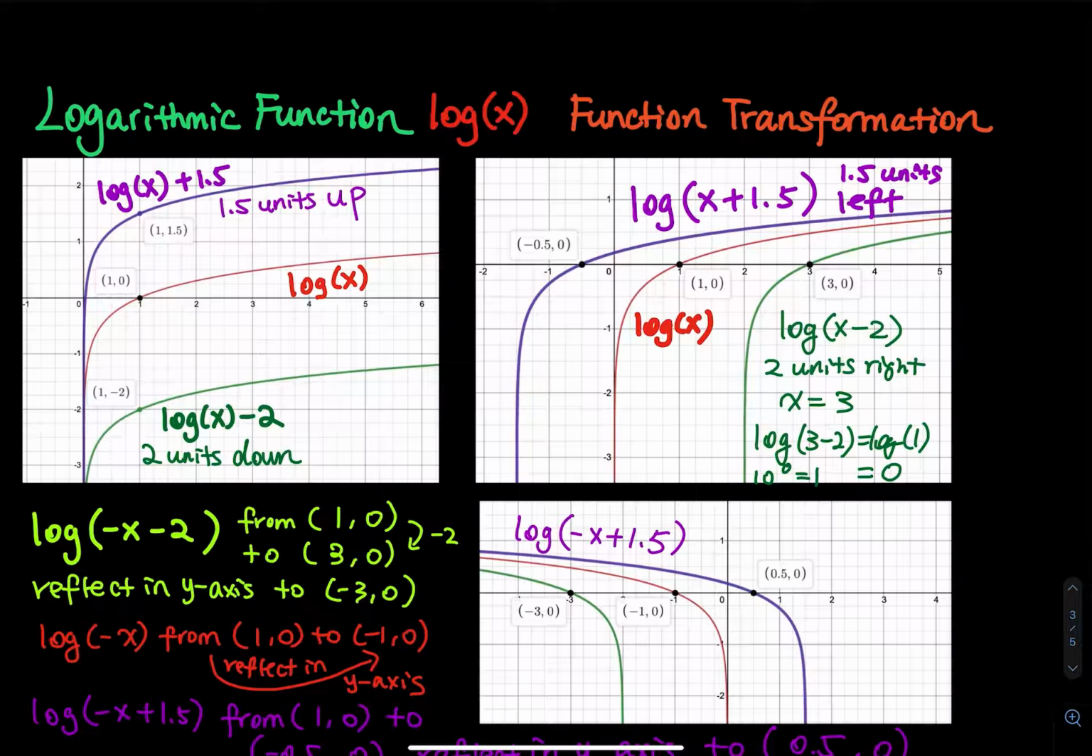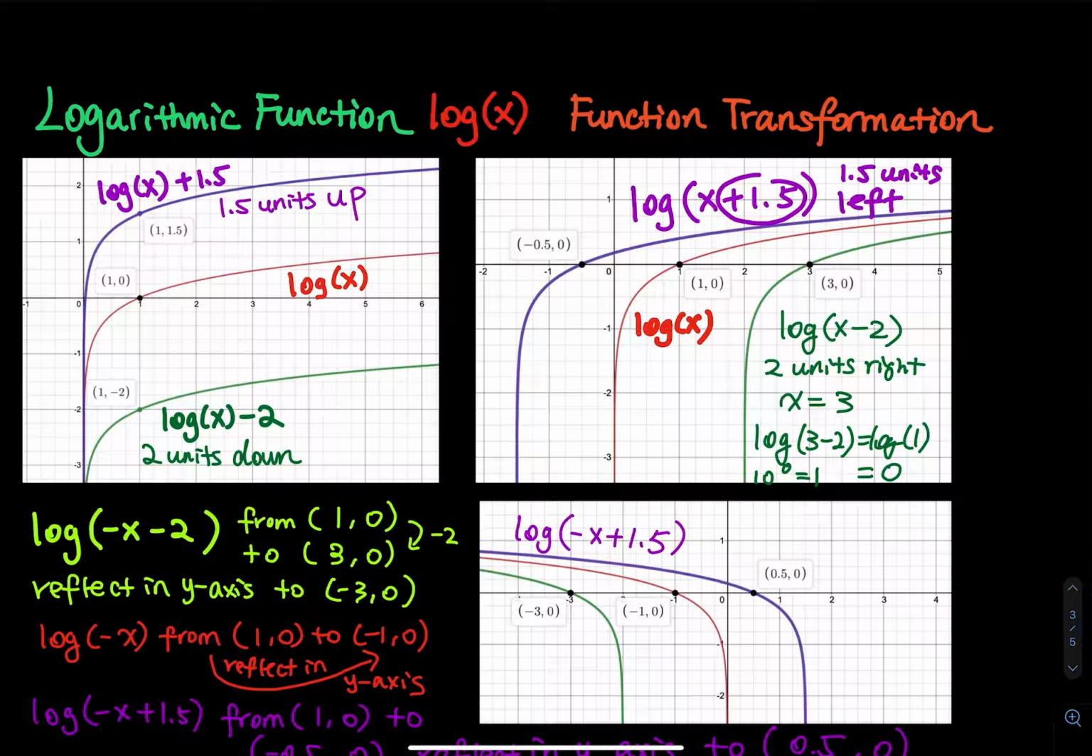Before we move on to the reflection, let's do a quick summary. If you put a number outside of the parenthesis, that shifts the function up and down. Plus shifts the function up, minus shifts the function down. Also, when you put a number inside the parenthesis, right next to x, plus is to the left, minus is to the right. Okay, so that is the up and down, left and right.